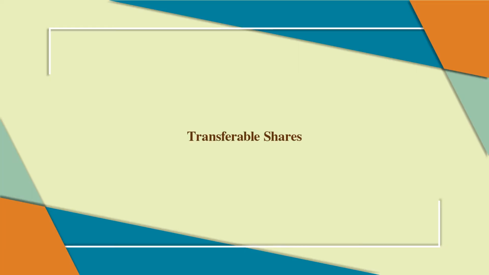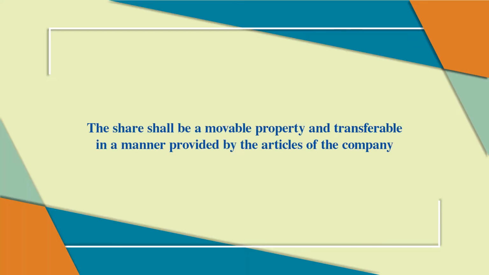The next advantage of forming a company is the transferability of shares. Transferability is an important feature of a company registered under the Companies Act. Section 44 of the Companies Act states that the share shall be a movable property and transferable in a manner provided by the articles of the company. In a public company, the shares are freely transferable.